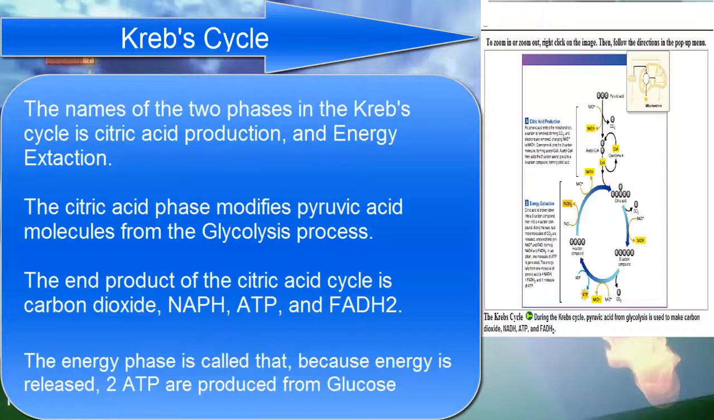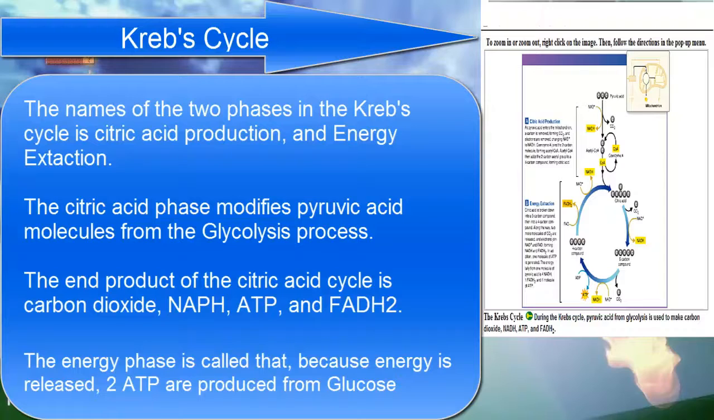The names of the 2 phases in the Krebs cycle are citric acid production and energy extraction. The citric acid phase modifies pyruvic acid molecules from the glycolysis process. The energy phase is called the energy phase because energy is released, and 2 ATP are produced from glucose.